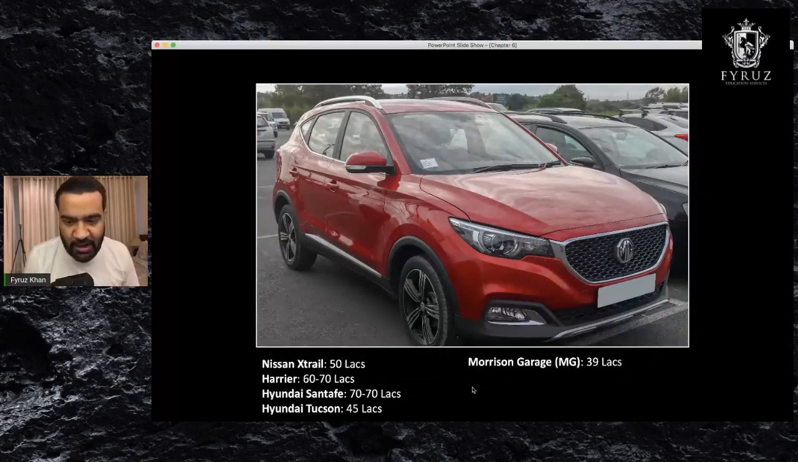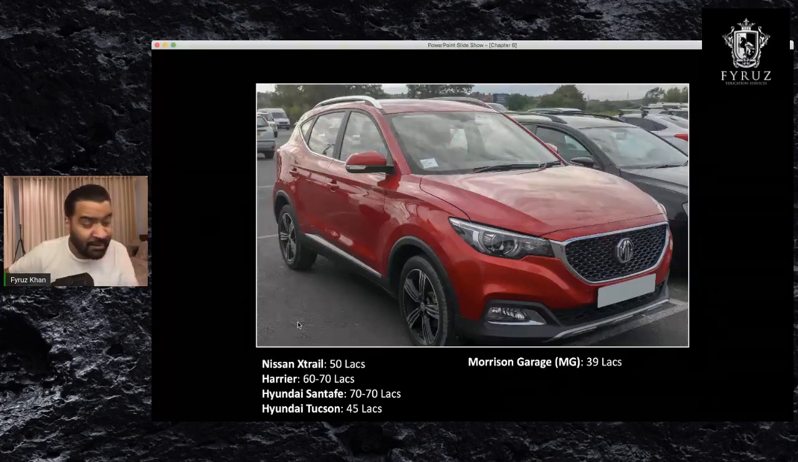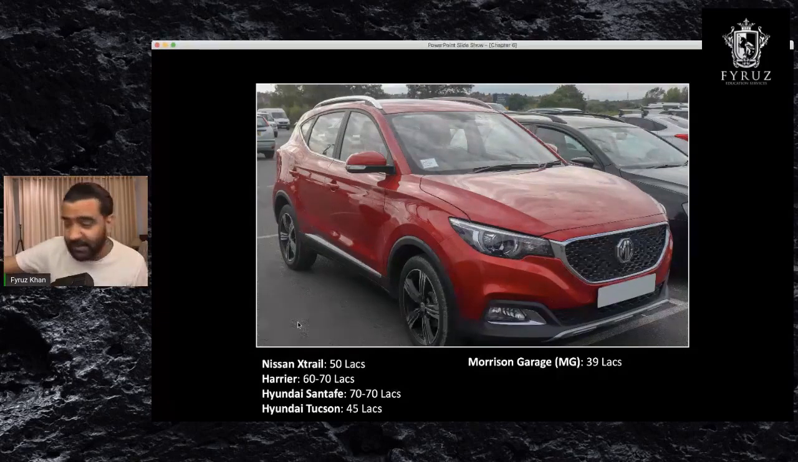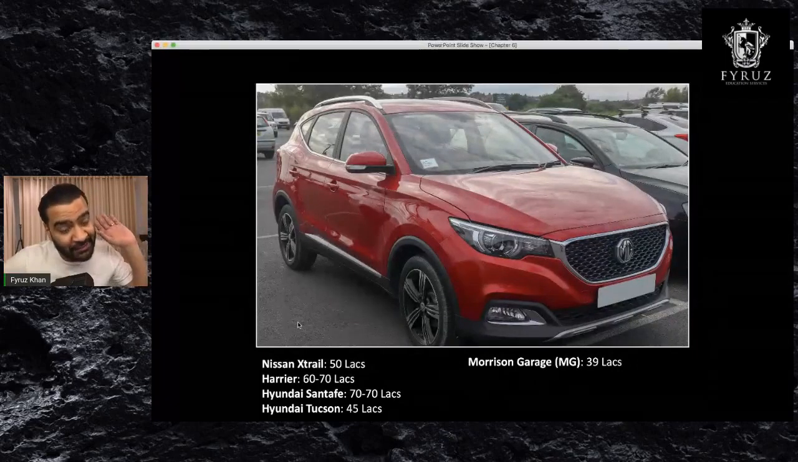That's where they are. And then I thought about it. So they are dumping their price. They're bringing the price below X Trail, below Harrier, below Santa Fe, below Tucson, and they can do it. MG can do it because they have been in the international market for a very long time. MG was used by the royal family before, so they're not an old player.